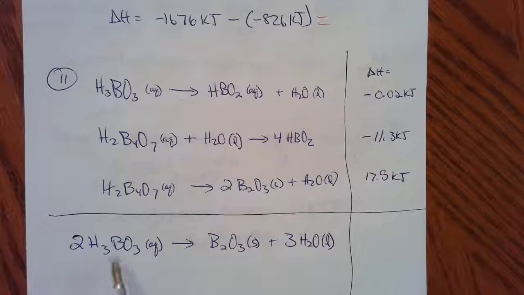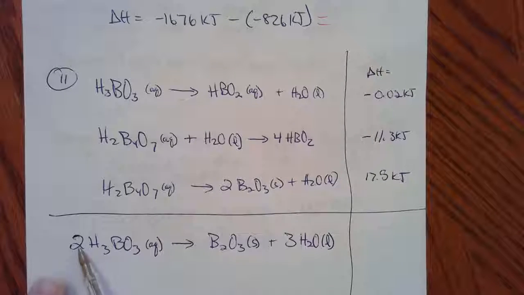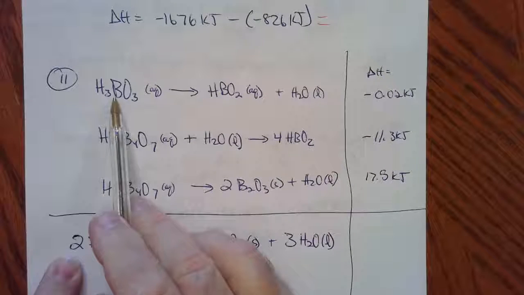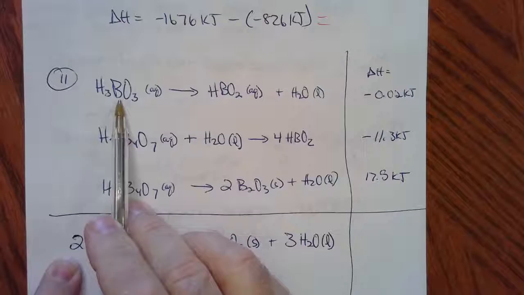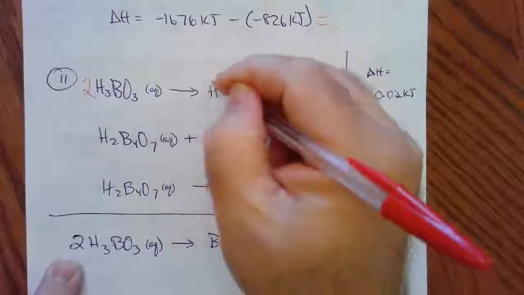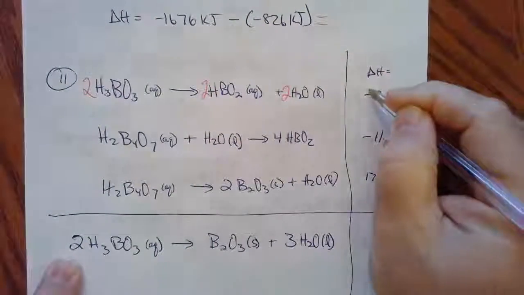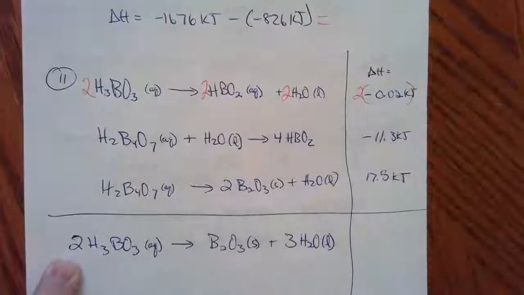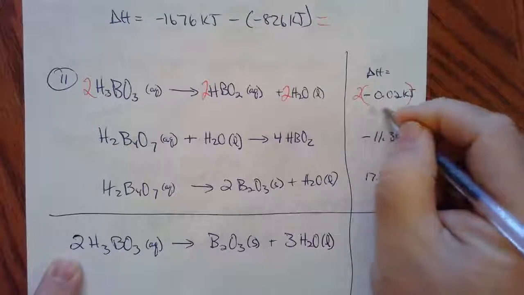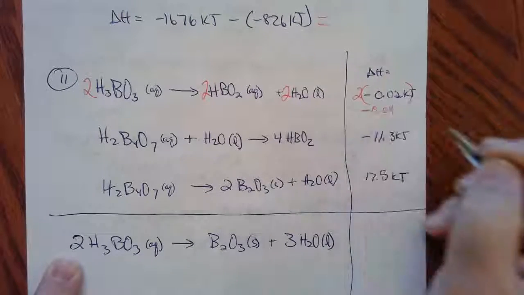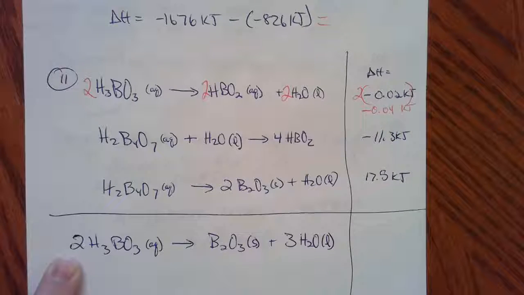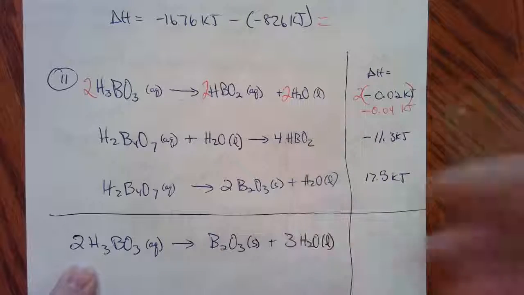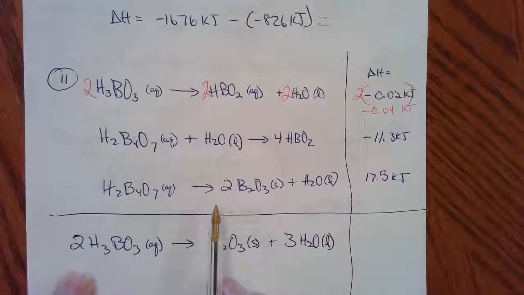So in the final product, I've got H3BO3. I've got 2 of those. Up here, the only place that shows up, there's only 1 of them. So I'm going to multiply this whole top by 2, including this. It's actually kilojoules per mole, I believe. Now that screwed up some of this other stuff. Don't worry, it'll come back.